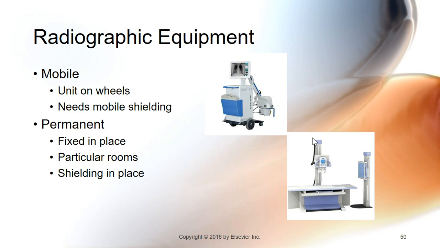Now, there are two different types of radiographic equipment. One's mobile. That means it moves. This is a portable unit, and it's on wheels. And anytime you use it, you need to also take your shielding with you. Permanent equipment means it's in a room, it stays there, you don't tote it around, and the shielding is in place. This week, we're only going to talk about permanent equipment. We'll talk about the mobile later on, and by doing that, then we'll start talking about the applications of it. So for right now, we're going to go with just permanent.